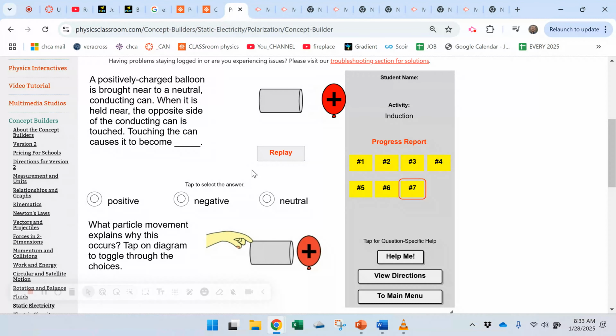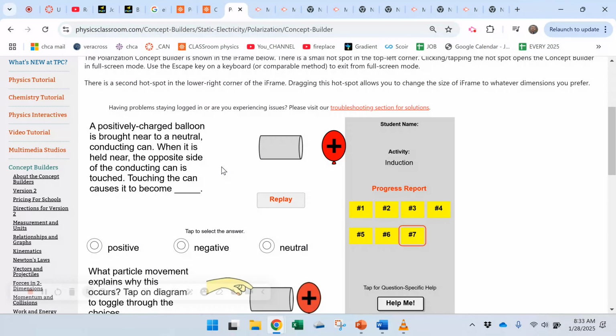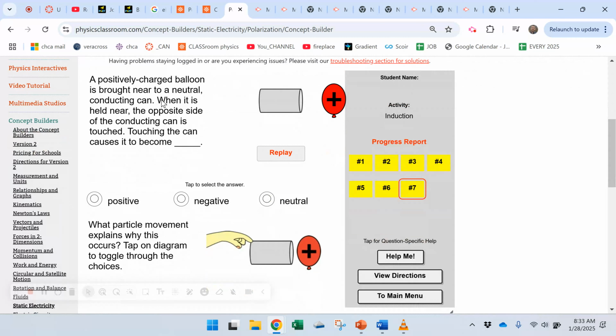And then I'm just going to go ahead and jump to the wizard level, this third level. This actually gives you a little bit of a scenario. We can replay it. You'll notice a positive charge comes over to this conductor. Somebody, you can think of this as a grounding agent, a person comes over and touches it when that's held near.